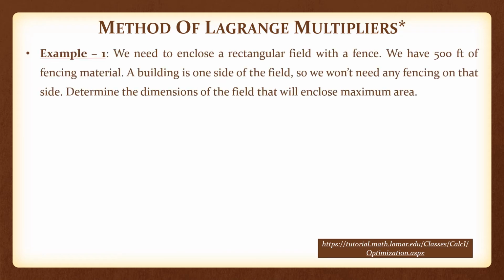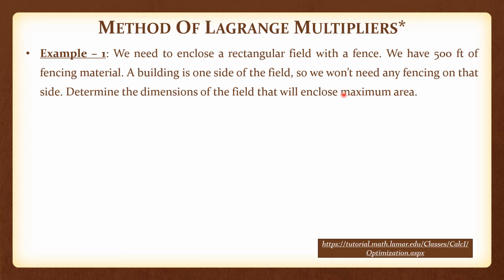Now I'm going to give a simple example to illustrate how this whole idea works. We need to enclose a rectangular field with a fence. We have 500 feet of fencing material, and we are going to fence a rectangular field. There is additional information, not a constraint: a building is on one side of the field, so we won't need any fencing on that side. So the fencing is needed on 3 sides, and there is a building on the 4th side. Determine the dimensions of the field that will enclose maximum area.